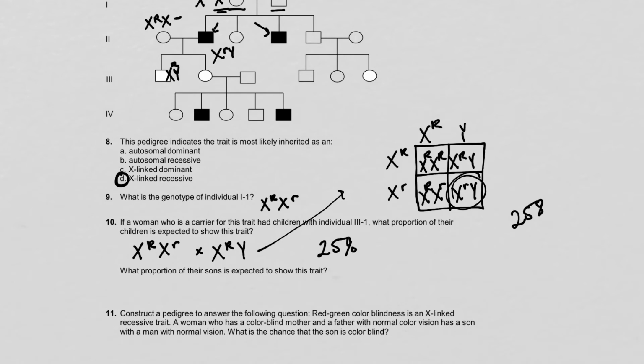are going to show the trait because this is homozygous dominant for normal. This male has the normal allele, and this female is heterozygous for normal, so she'll be a carrier, but she's not going to show the trait. What proportion of their sons? Well, only these two boxes represent boys, so it's 25% of children in general, 50% of sons.